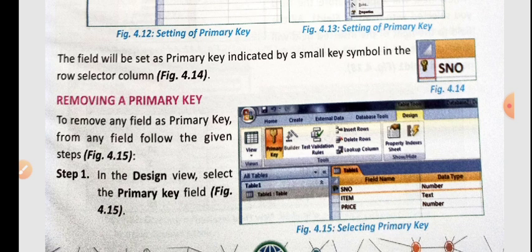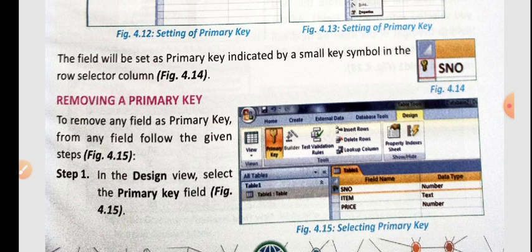And one more option through which you can assign or remove a primary key: just select the field to which you want to assign the primary key and right click, and from the context menu at the first position you will have the option Primary Key. Just click on it, and after clicking you can see there is a key symbol in front of that particular field, and that field will be assigned as the primary key.